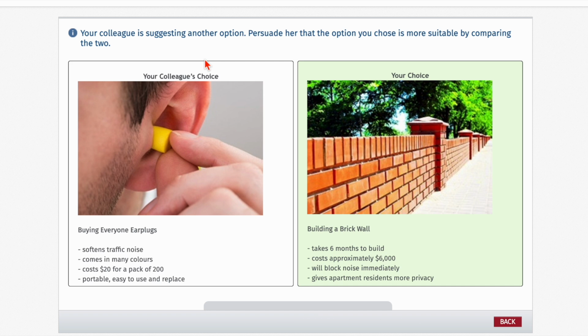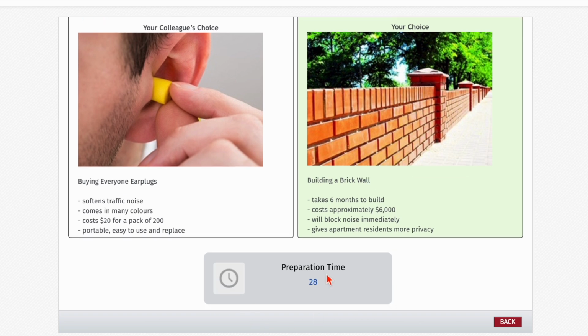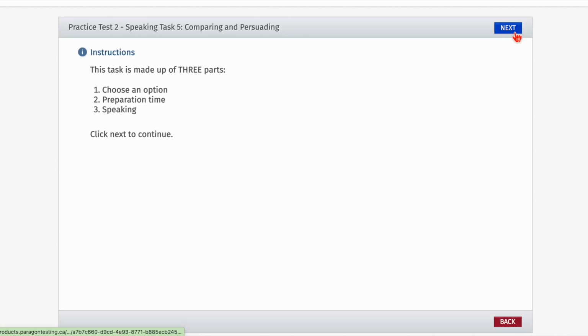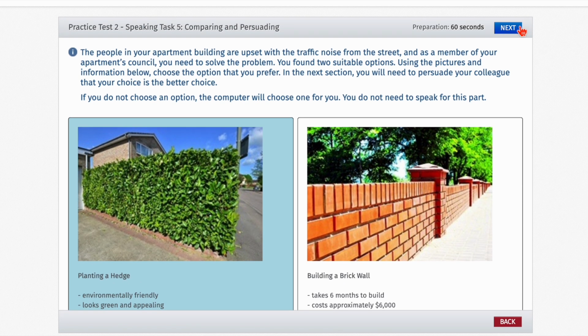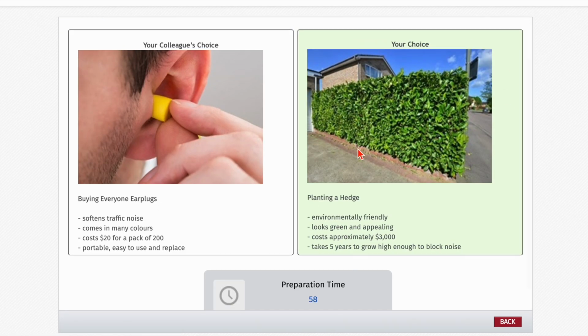And so you can see here that you have a minute to prepare, and then after that minute you start speaking. Now, here we chose building a brick wall, okay? But let's go back and let's say you chose planting a hedge. And after the minute is over, you see, here's your choice, planting a hedge. And here is buying everyone earplugs. Okay?